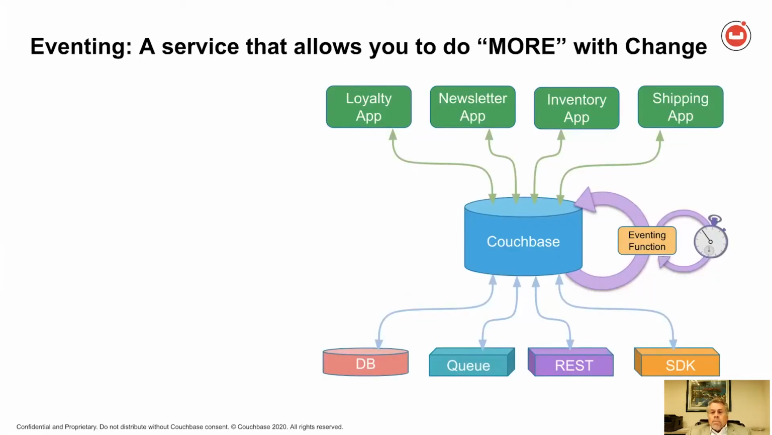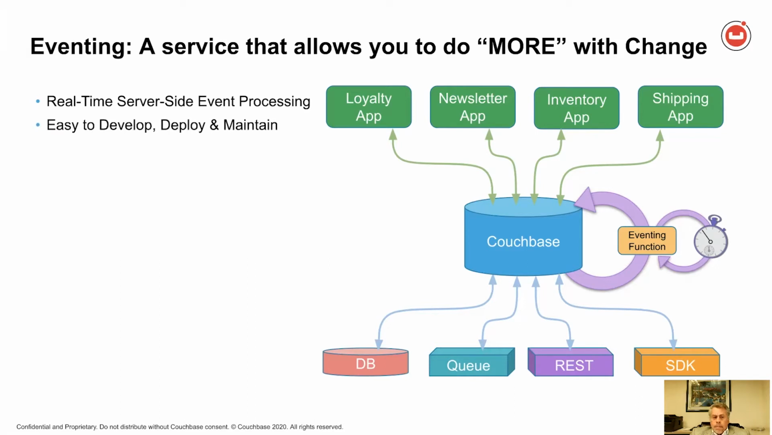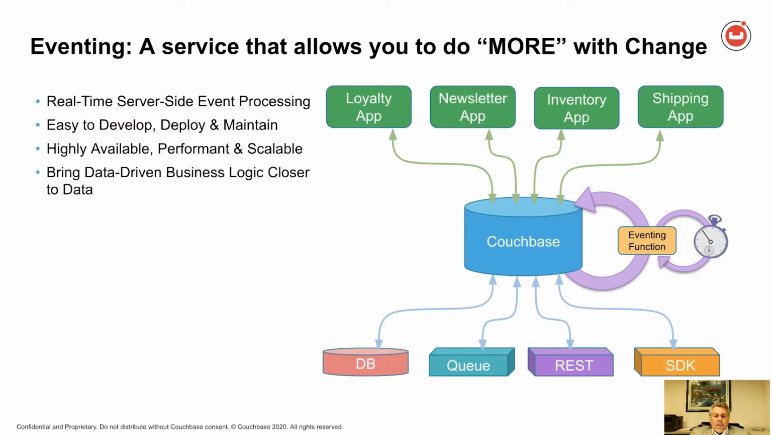It's a service that allows you to do more with change. So here we have 4 applications up north, and then we have some things that could be consumers interacting with Couchbase data. It could be like a Kafka queue, it could be another database, it could be a REST API endpoint, or it could be Couchbase's SDKs where you write other applications. So when we talk about eventing, it's real-time server-side processing. Easy to develop, deploy, and maintain. It's highly available and performant and scalable. We bring data-driven business logic closer to the data, triggered when data changes or mutates.